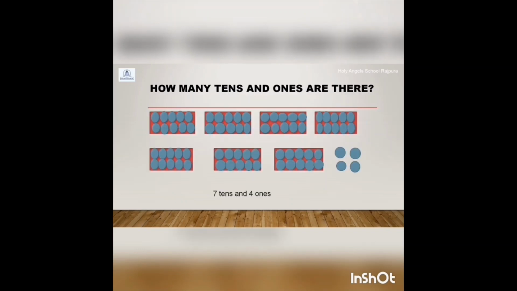How many tens and ones are there? Same like previous question. Here 7 boxes are there and each box has 10 balls, and 4 balls are outside. It means here 7 tens and 4 ones are there.